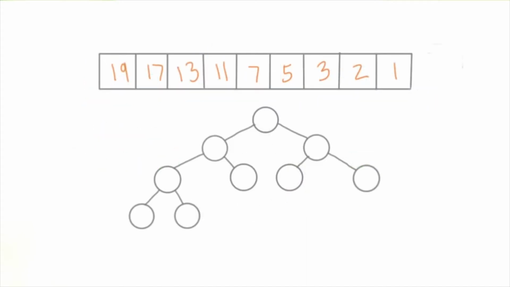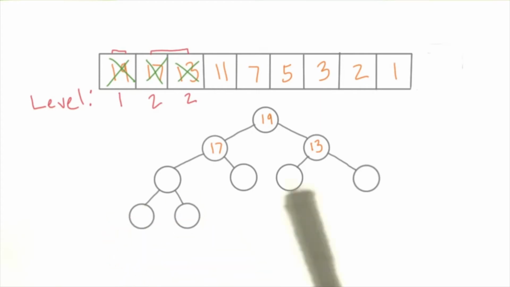Let's convert this sorted array into a tree. We know that the first element is going to be the root since it's the biggest. The next 2 elements in the array are the children of the root. By convention, I insert them from left to right. However, that doesn't really matter as long as they're on the second level.